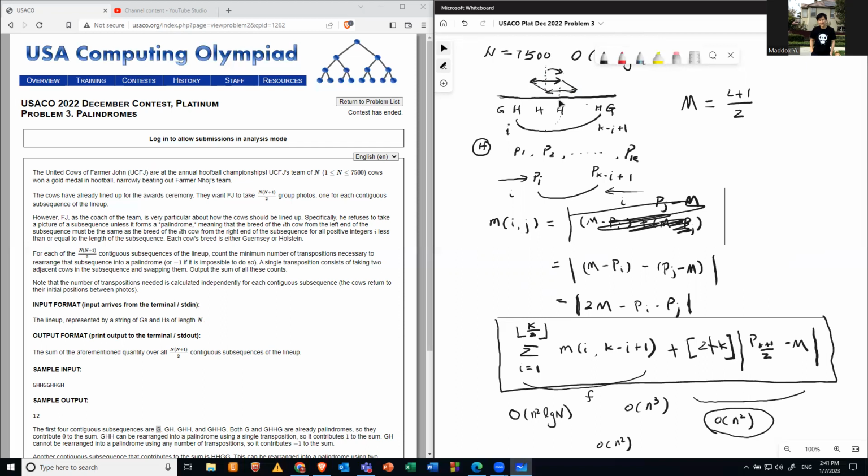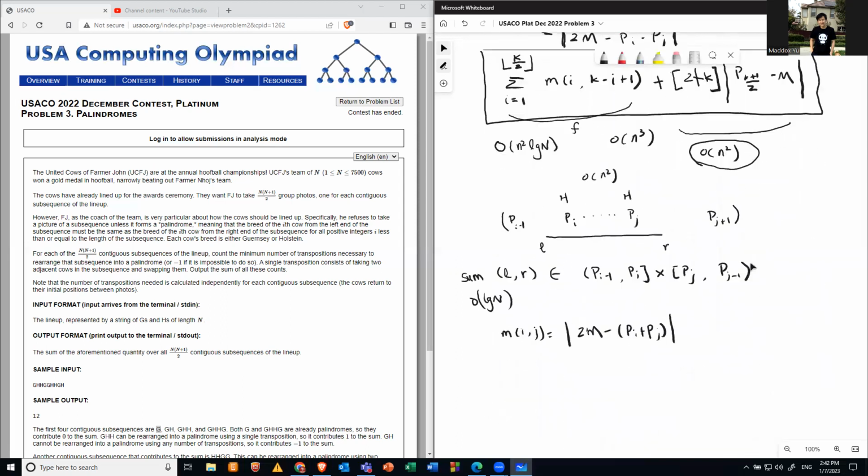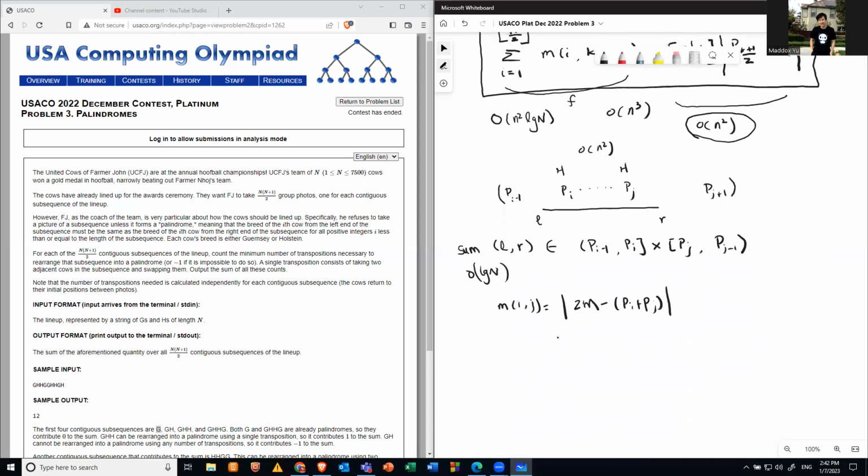The center of here is m, right? The center of here is (pi plus pj) divided by 2. We need to move it twice. So we'll have to move this distance twice, right? So this is 2 times (m minus (pi plus pj) over 2). So that's what we mentioned a little bit earlier. So we need to do the sum over the whole thing.